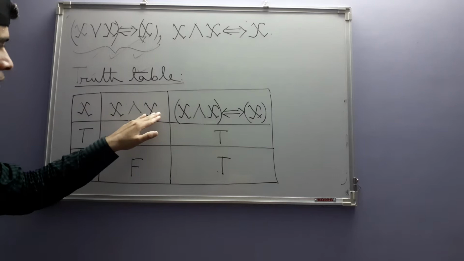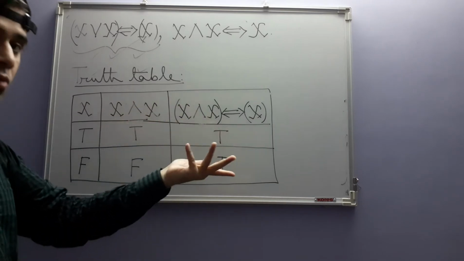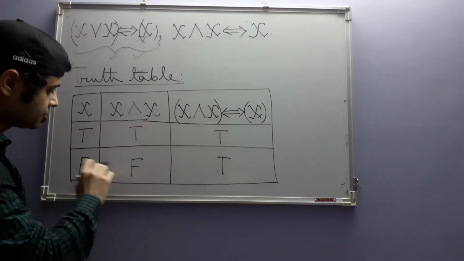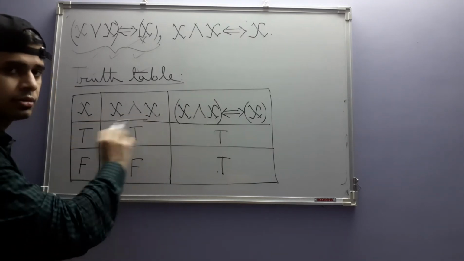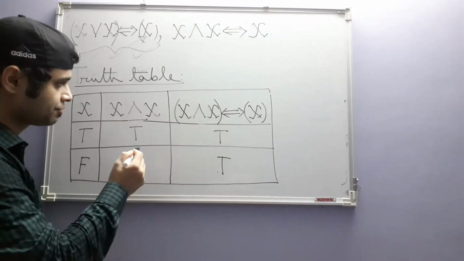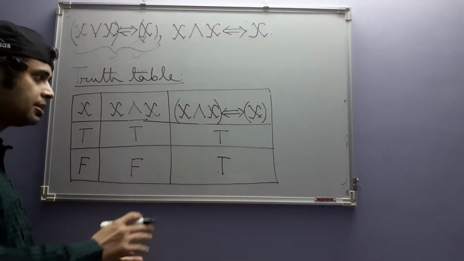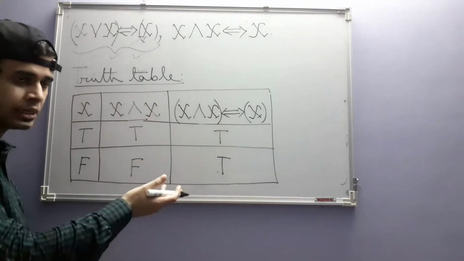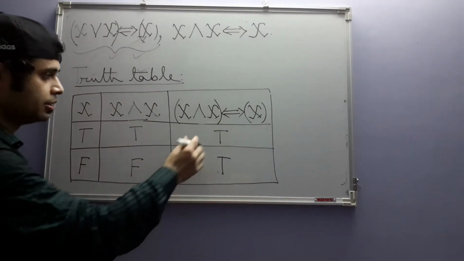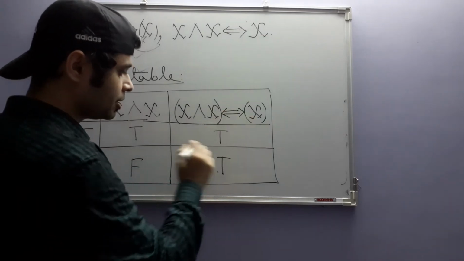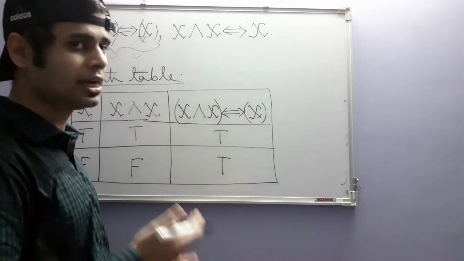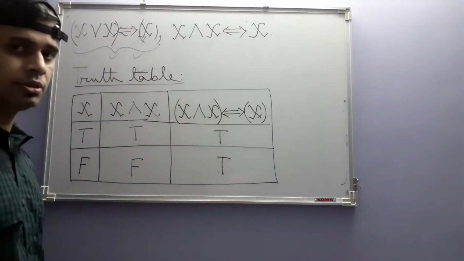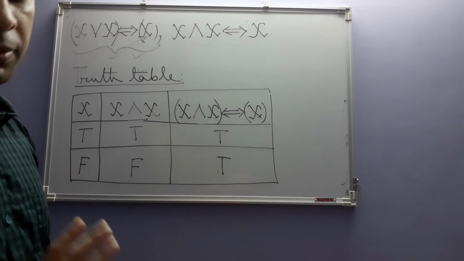And conjunction is false if at least one of them is false. Now in this case, both the statements are the same, so if X is false, then both of them are false, so this is false. So in this case also we see that either these two are true together or these two are false together. So that's why this double implication is true, or that we have equivalence. So we have proved this one also. So we have proved idempotence.